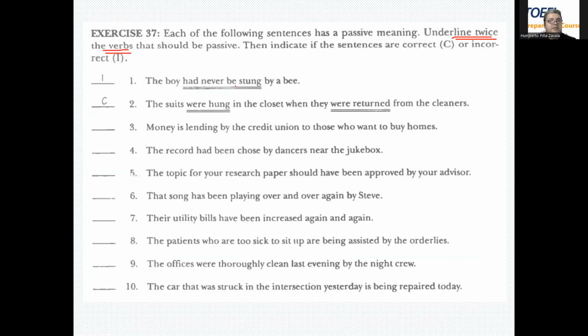Number one, the boy had never been stung by a bee. Okay, so this is passive voice, and this should be in the past participle. The boy had never been stung by a bee. So, correct. Number two, the suits were hung in the closet when they were returned for the cleaning. So we have the verb be, and the main verb in the past participle. So this is okay.